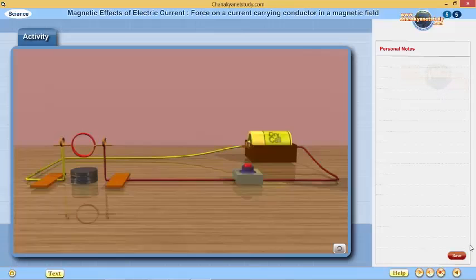Observation: the coil continues to rotate for some time even after the flow of current is stopped. As long as the electric cell provides the energy needed as the kinetic energy for rotational motion of the coil and the energy dissipated in overcoming friction due to air.